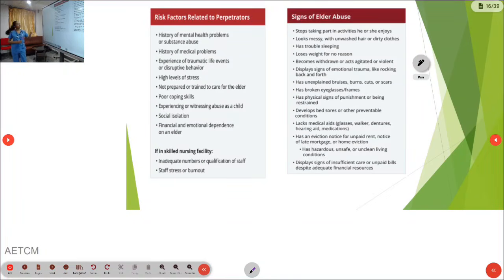So the risk factors related to abusers are history of mental health problem or substance abuse, history of medical problems, experience of traumatic life event, high level of stress, not prepared to take care of an elder, poor coping skills, experience of witnessing abuse as a child, social isolation, financial or emotional dependency on an elder. In a skilled nursing facility, the risk factors include inadequate number of qualified staff and burnout among the staff. These are the risk factors among abusers.